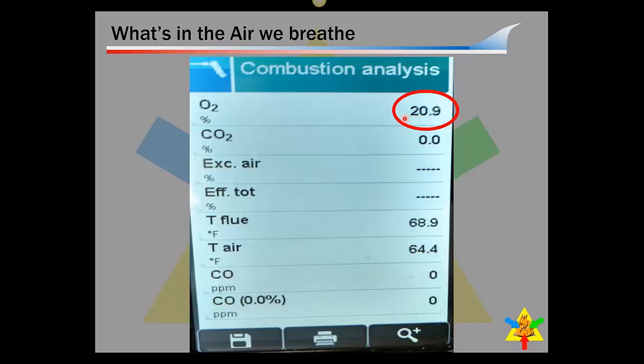And just FYI, at levels below 19.5%, human beings will start to have problems functioning normally. And at levels below 6%, you'll die immediately. Death is immediate. Okay? So this, when you turn it on, is just telling you, hey, you're in the atmosphere. There's 20.9% oxygen in the air that this machine is sampling. Okay?